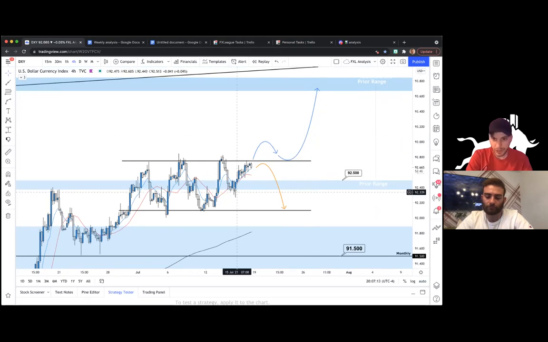Now, the bearish outlook for this, the bearish scenario, is simply that it continues to range. So that would mean a reversal at this area, and then we'd see a short-term bearish dollar. Right? Maybe till Wednesday, till Thursday, maybe the duration of the week, we'll see.